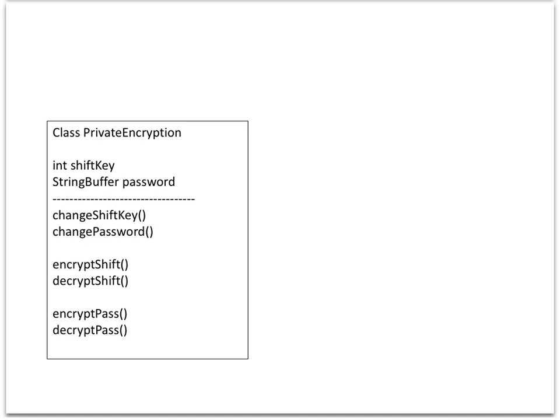So these two methods, the first one encrypts the plain text based on shift key, and this one does the opposite. This one encrypts the plain text based on password, and this one does the opposite.